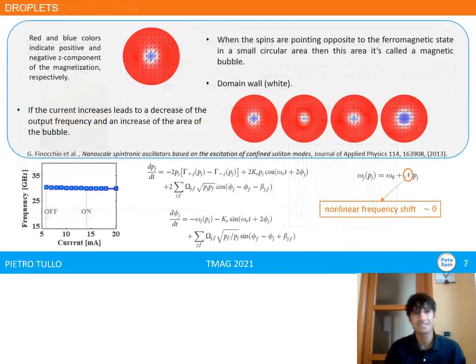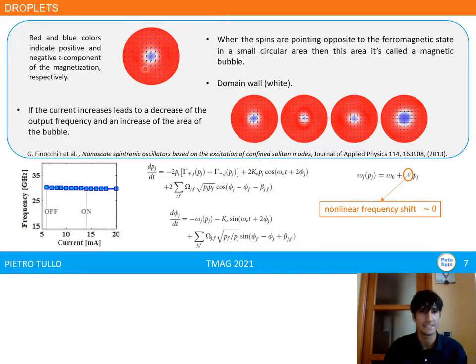But the magnetization of the free layer is not always uniform. In fact, when the spins are pointing opposite to the ferromagnetic state in a small circular area, this area is called a magnetic bubble, shown in blue. In white we have the domain wall, and in red we have the magnetization of the remaining part of the free layer. Red and blue colors can indicate positive and negative z component of the magnetization of the free layer.